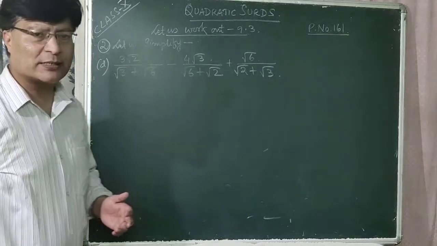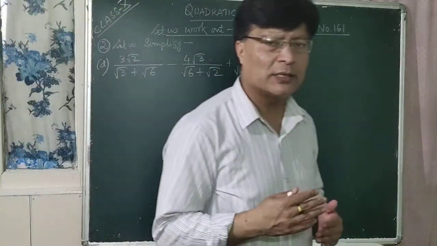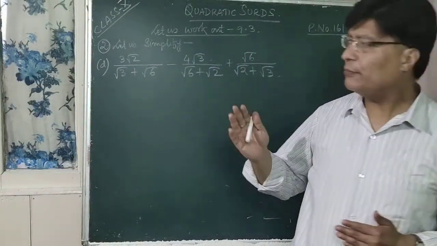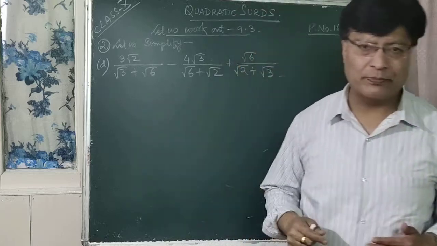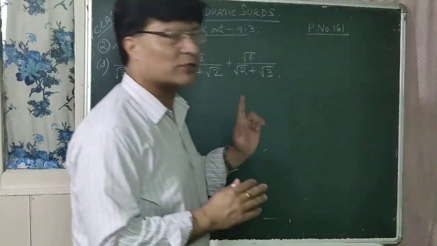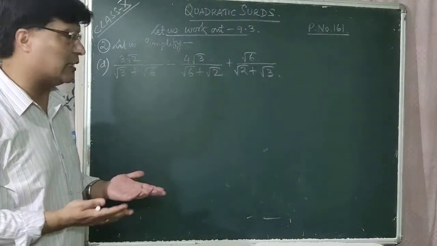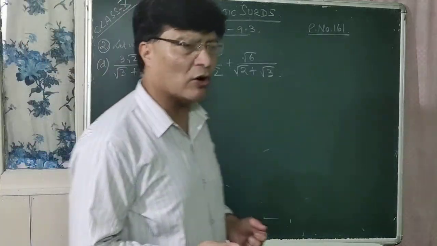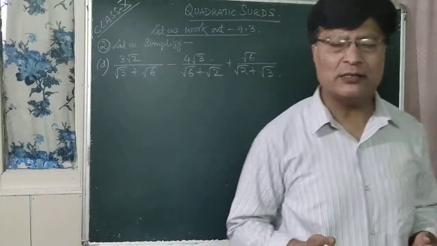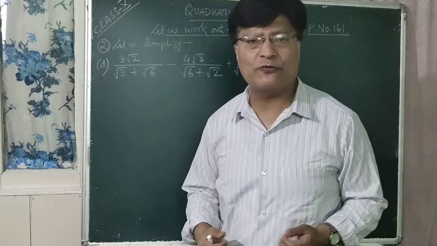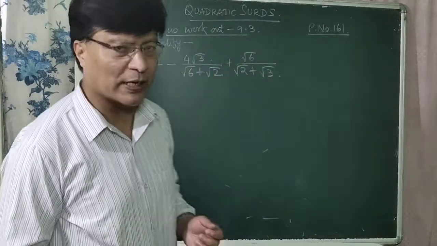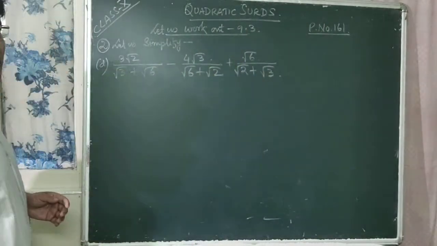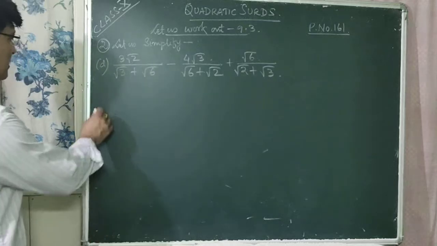Now in this case you have to rationalize the denominator of each and every term. So what is the meaning of rationalizing the denominator? You have to remove the square root from the denominator. So let us rationalize the denominator in this case.